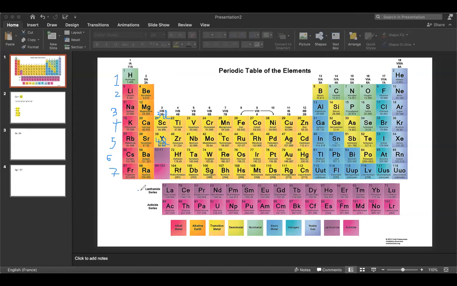Then for the lanthanides, you're in period number 6. You're going to have 5F. After 5F, you come back to 5D. Am I making sense, somebody? Am I making sense?